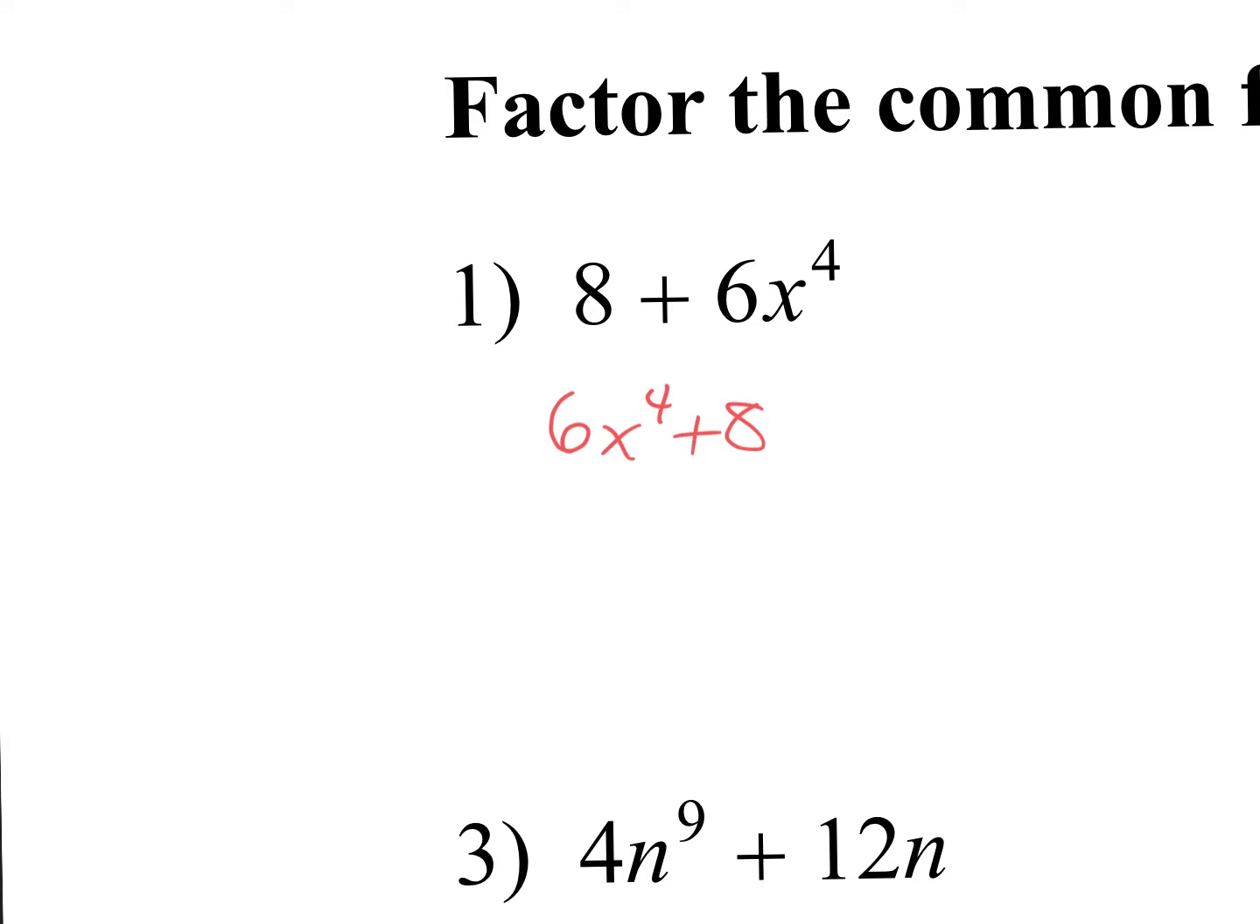Now I look at 6x to the fourth and a positive 8. What do they have in common? 2. Right? Both of them are divisible by 2? You guys agree? All right, so watch. This is how I want you to show me your work, because a lot of times you'll divide by 2, but then you forget to write it out in front. That 2 is still there. You just moved it somewhere else. So I want to see you put it out in front of your parenthesis. What is 6 divided by 2? 3, so 3x to the fourth, plus, what's 8 divided by 2?